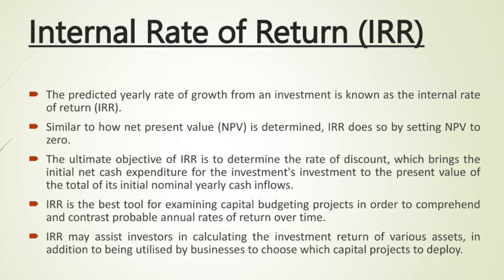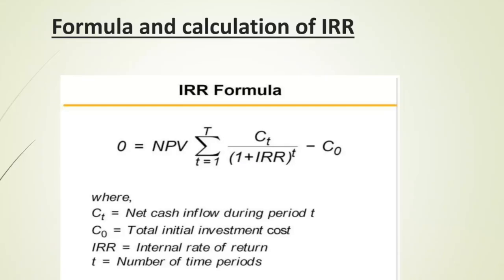IRR is the best tool for examining capital budgeting projects in order to comprehend and contrast the probable annual rate of return over time. Formula for calculation of IRR: 0 is equal to NPV, summation of CT divided by 1 plus IRR to the power T, minus C naught, where CT is equal to net cash flows during period T, C naught is equal to total initial investment cost, IRR is equal to internal rate of return, and T is equal to number of time periods.